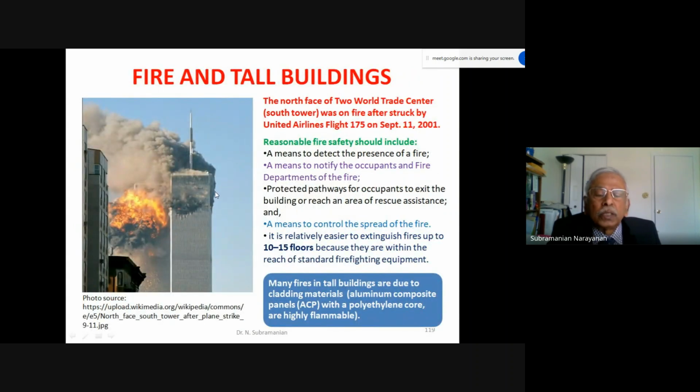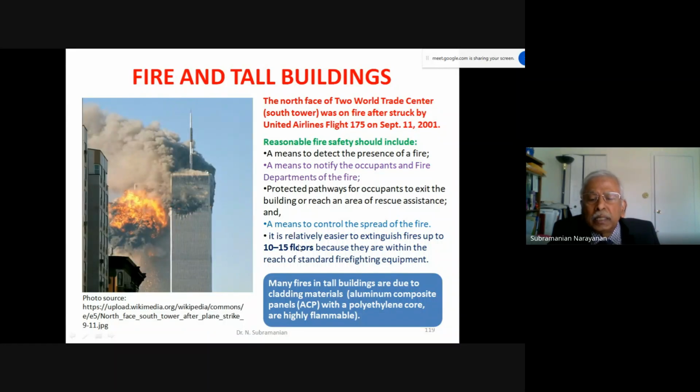Of course, this is the most popular example of a fire in tall buildings. The two World Trade Center buildings were on fire after they were struck by United Airlines Flight 175 on September 11, 2001. A reasonable fire safety approach should include a means to detect the presence of fire, a means to notify the occupants and fire departments of the fire, and protected pathways for occupants to exit the building or reach an area of rescue assistance. A means to control the spread of the fire is very important.